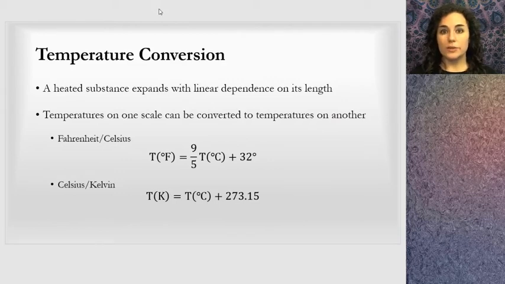You are expected to be able to convert between temperature scales. These scales are linear. A heated substance expands with linear dependence on its length, and we'll see this in the lecture about thermal expansion. Temperatures on one scale can be converted to temperatures on the other. So here's the one from Fahrenheit to Celsius. Here's also the one from Celsius to Kelvin. So if you're given Fahrenheit, there's no direct equation you'll be given. You'll need to convert to Celsius and then to Kelvin.